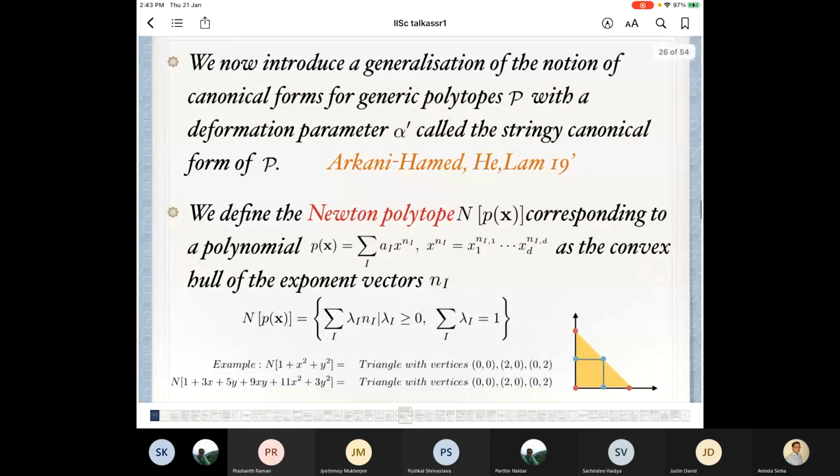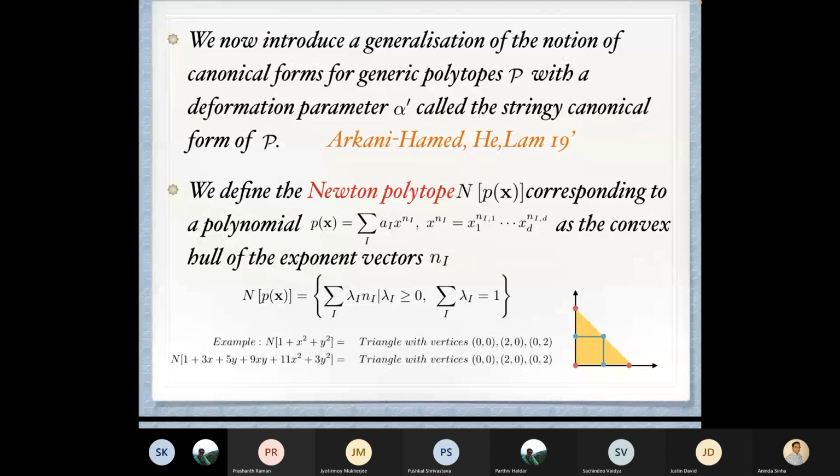We all had problems, but yeah, in defining the Newton polytope, I was saying that the Newton polytope depends only on the exponent vectors. It doesn't depend on the coefficients of the polynomial at all. And different complex polynomials can have the same Newton polytope, right? For example, if I take the polynomial 1 plus 3x plus 5y plus 9xy plus 11x squared plus 3y squared, the Newton polytope is still the same triangle, because the other exponent vectors are contained in the convex hull.